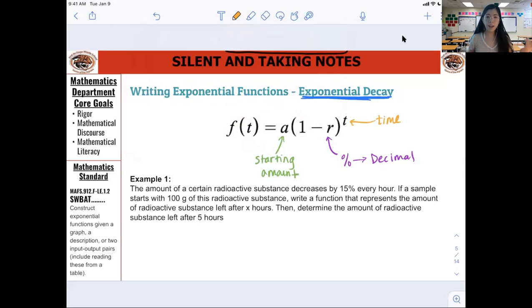Because if I'm decaying, then when I subtract something from 1, that number is going to be less than 1. So let's take a look at our example here and see how this is going to look a little bit different. So can I get a volunteer to read example 1 for us?